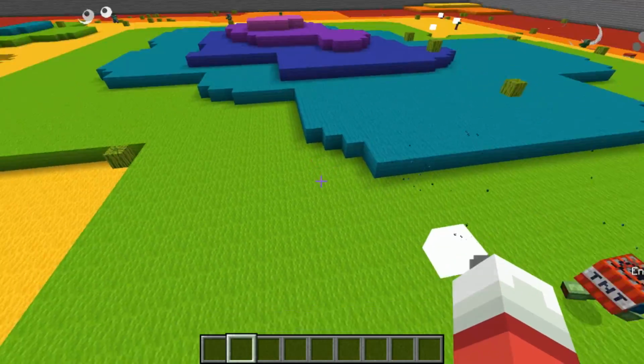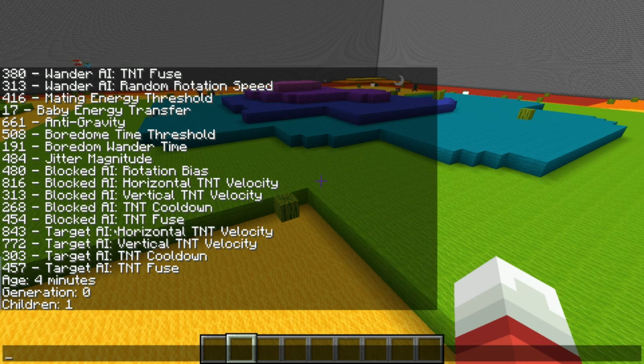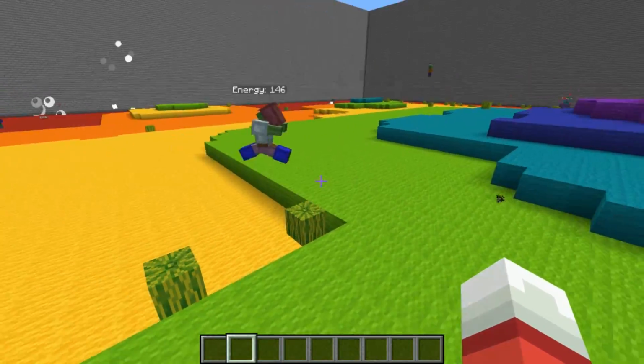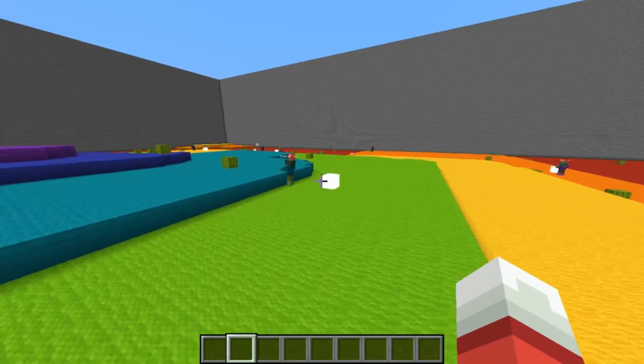So the three types of AIs each have 4 numbers associated with them. If we look in the genes here, we can see the targeting AI, for example, has horizontal TNT velocity, vertical TNT velocity, TNT cooldown, and TNT fuse. Those first two, horizontal and vertical TNT velocity, control the trajectory that the TNT gets ejected out the back of the zombie. Let's see if we can find a good example.